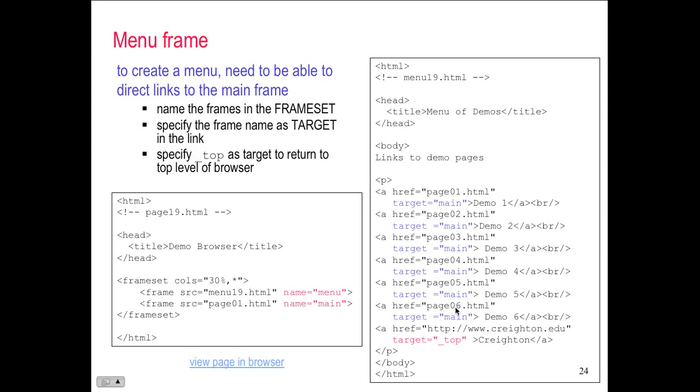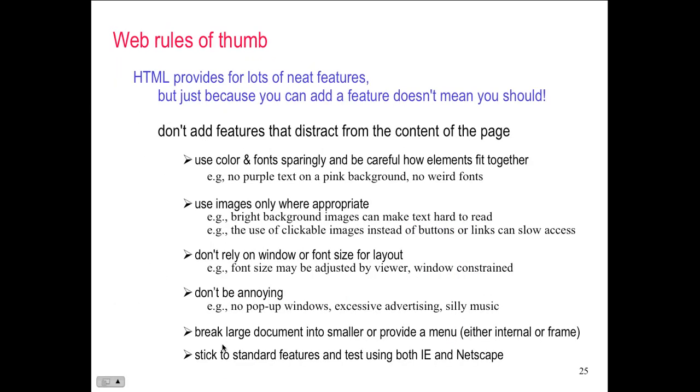Here's page 1, 2, page 3, page 4, page 5, and this is going to be loading menu 19 and page 001 into certain frames. So you're going to have a main index page, and then you're going to have subframes that you're going to put in there. So, web rules of thumb.